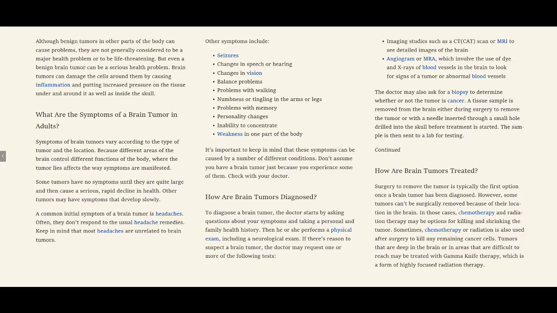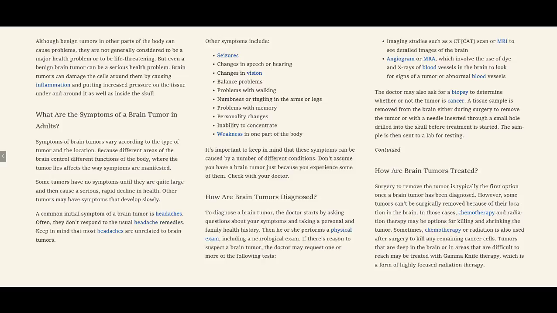A common initial symptom of a brain tumor is headaches. Often, they don't respond to the usual headache remedies. Keep in mind that most headaches are unrelated to brain tumors. Other symptoms include seizures, changes in speech or hearing, changes in vision, balance problems, problems with walking, numbness or tingling in the arms or legs, problems with memory, personality changes, inability to concentrate, weakness in one part of the body.